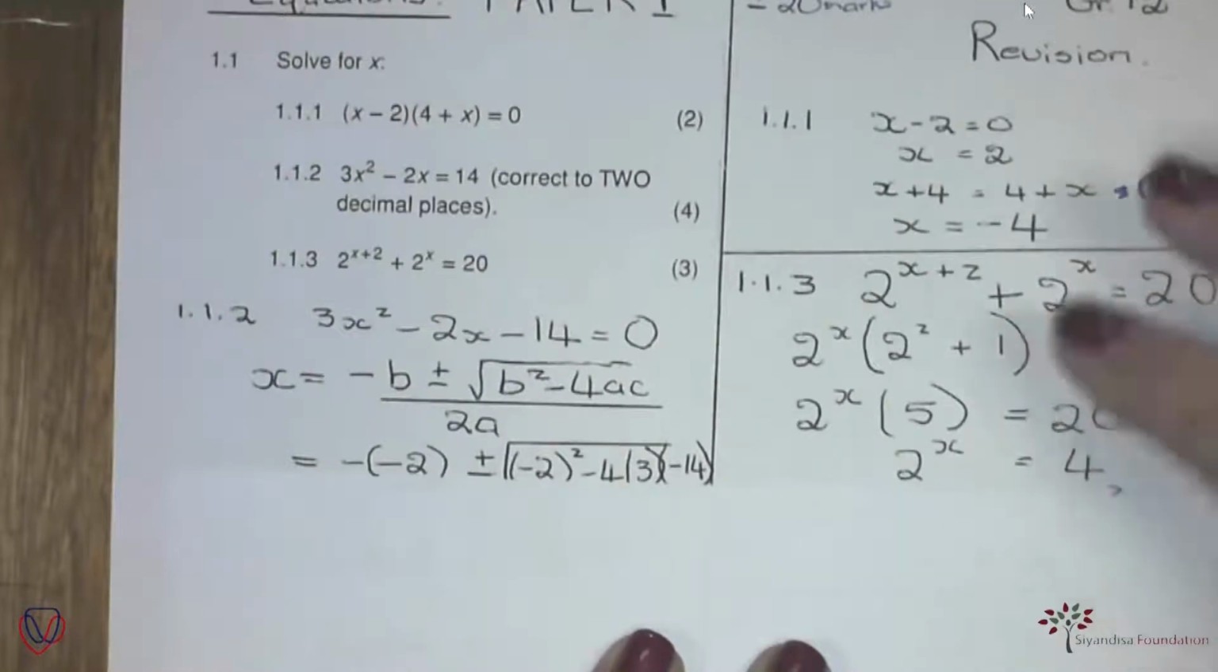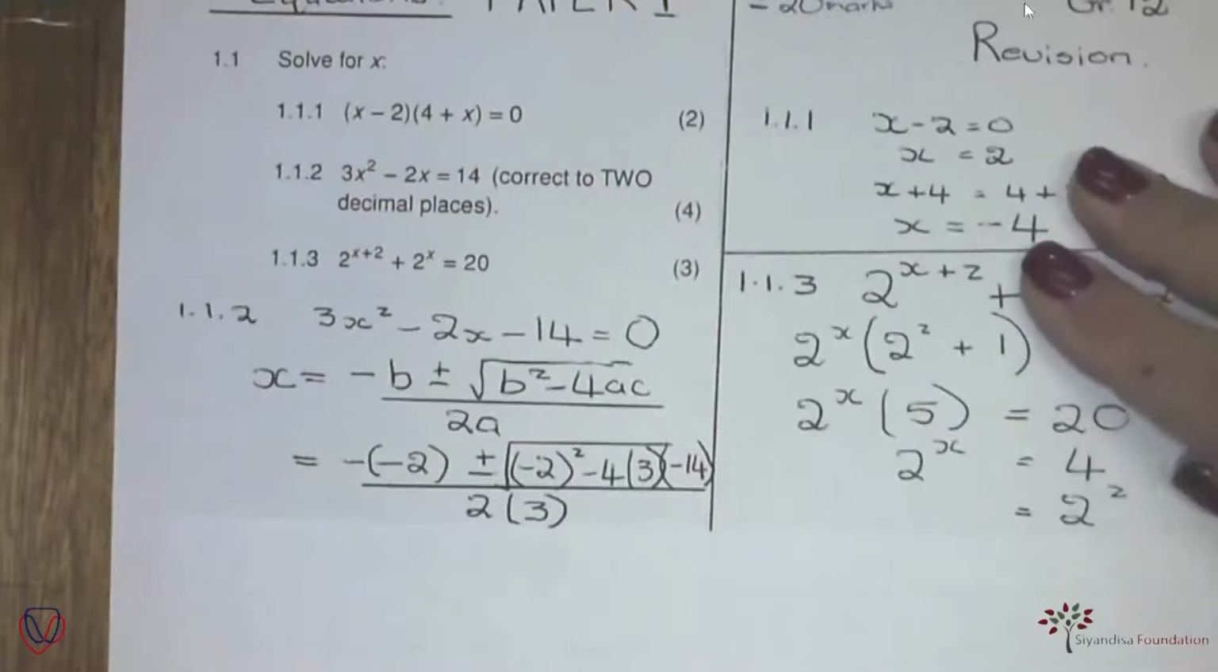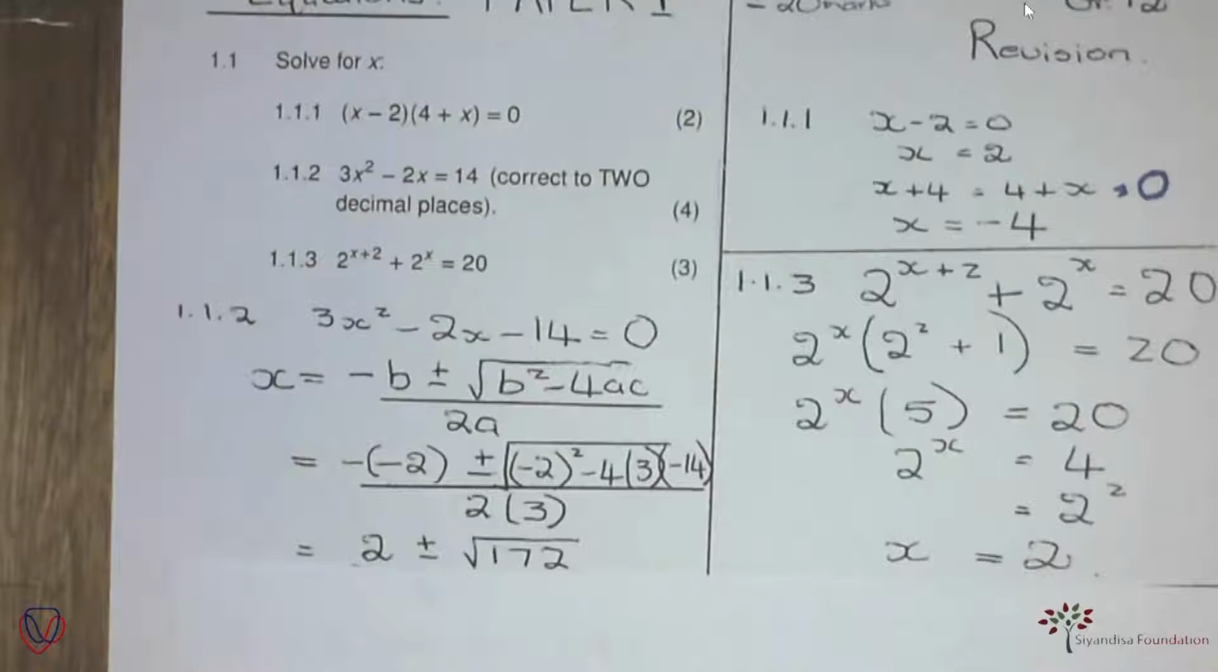And that means 4 can be written as 2 to the power 2. Then I can put my exponents equal to one another, and there I have my answer. X is equal to 2. The question was, solve for x. Those 3 questions add up to 9 marks, which even the weaker learners should all get full marks for.